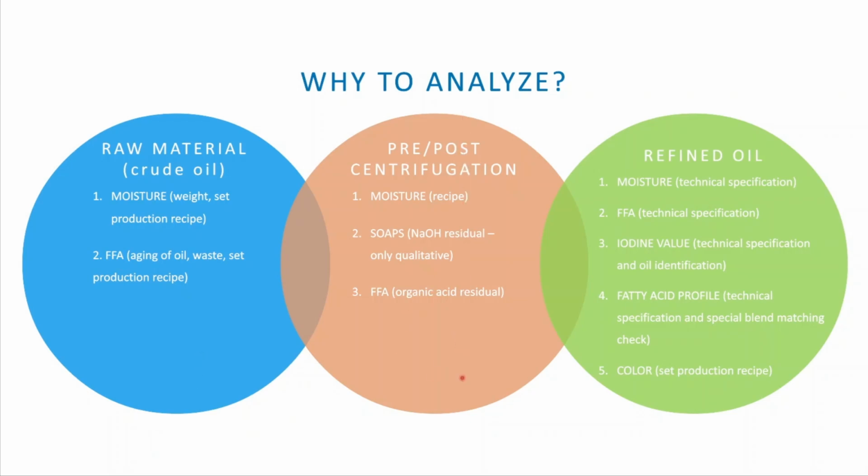Between the centrifugation phases, the effectiveness of the treatment is verified by keeping under control moisture, free fatty acid, and the production of soaps that are free fatty acid in reaction with caustic soda. Surely, the color measurement is the success index of the bleaching treatment. The iodine number and the fatty acid profile are fundamental in the control of blends or production changes between oils of different origins. It helps to choose the best moment for the storage tank switch.